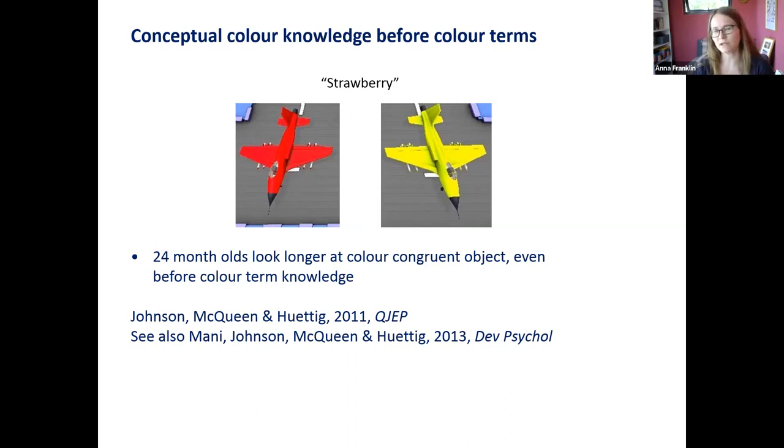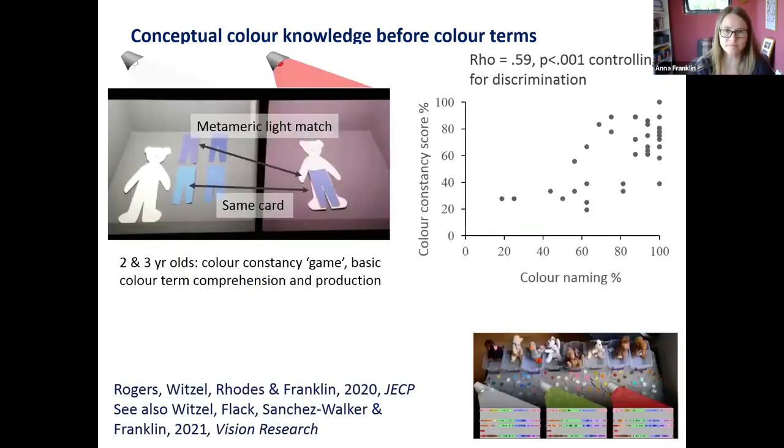So it suggests that when you have a 2-year-old and they're hearing object words, they're actually hearing those words in colour, they're associating those words with colour, and that affects their visual preference when the objects are shown later.